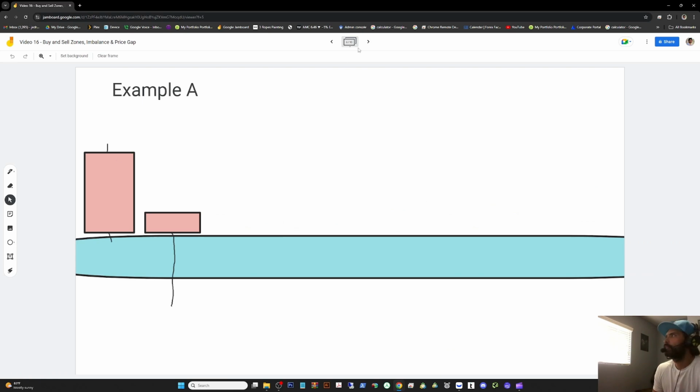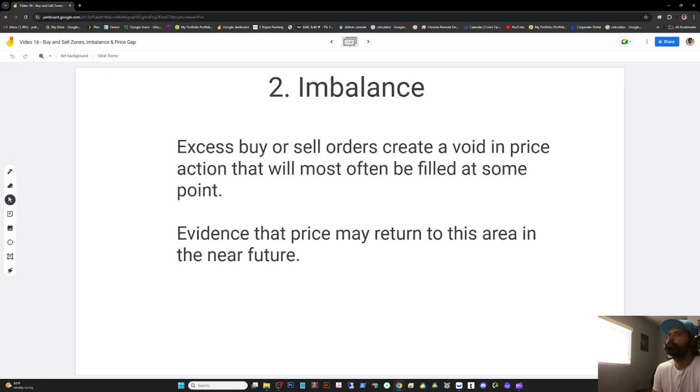Next, we'll talk about imbalance. An imbalance is when excess buy or sell orders create a void in price action that will most often be filled at some point. It is evidence that price may return to this area in the near future.